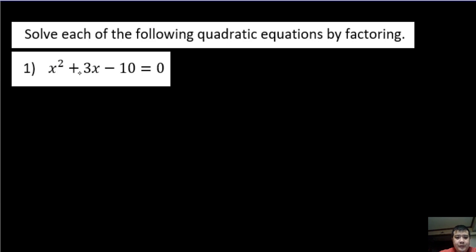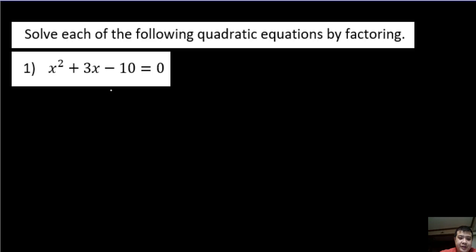So here we have x squared plus 3x minus 10 equals 0. We've got to figure out what value of x makes it equal 0. Now, we're going to solve by factoring, which means we've got to set this equation equal to 0, but it's already set equal to 0, so we don't have to do that.